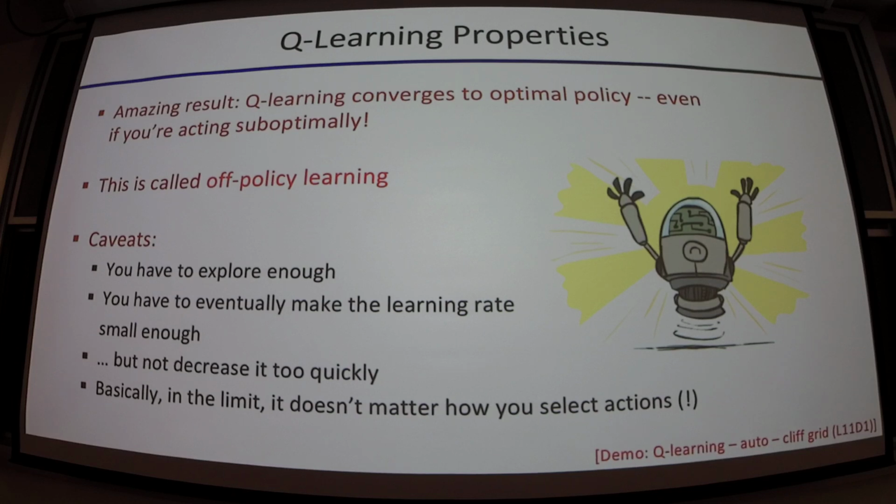Okay, this is called off-policy learning. It's an important concept. The idea is that what you're learning is not specifically related to the policy that you're using to learn it. Yes?